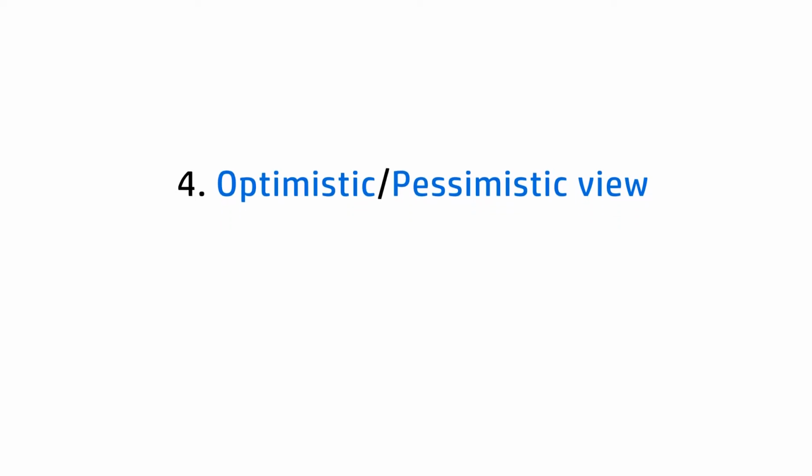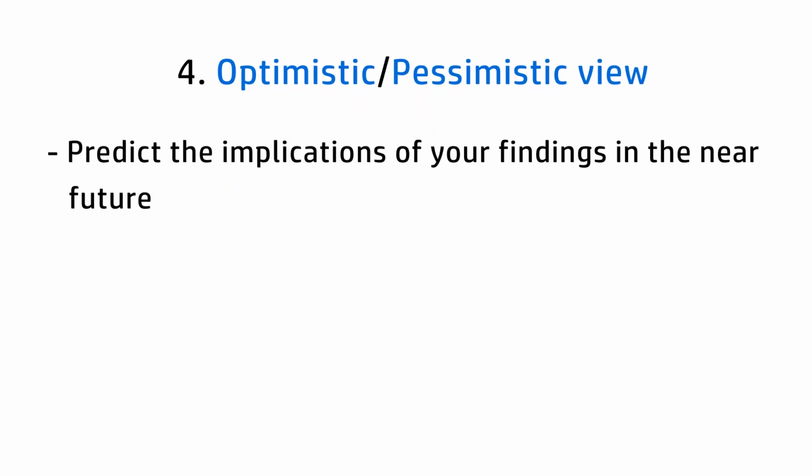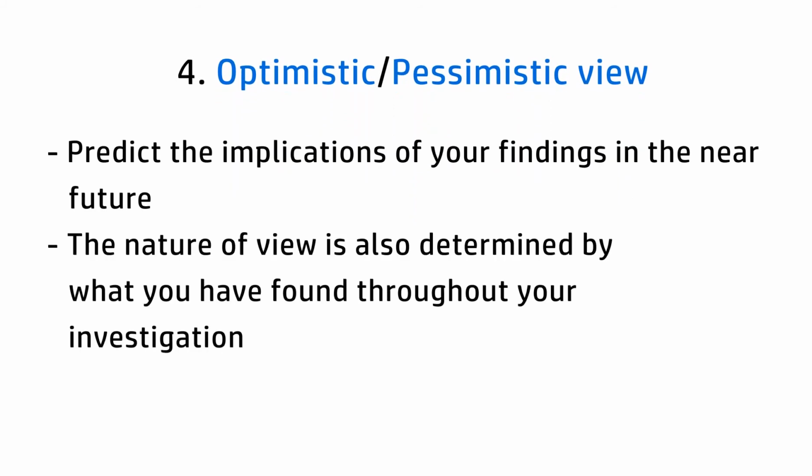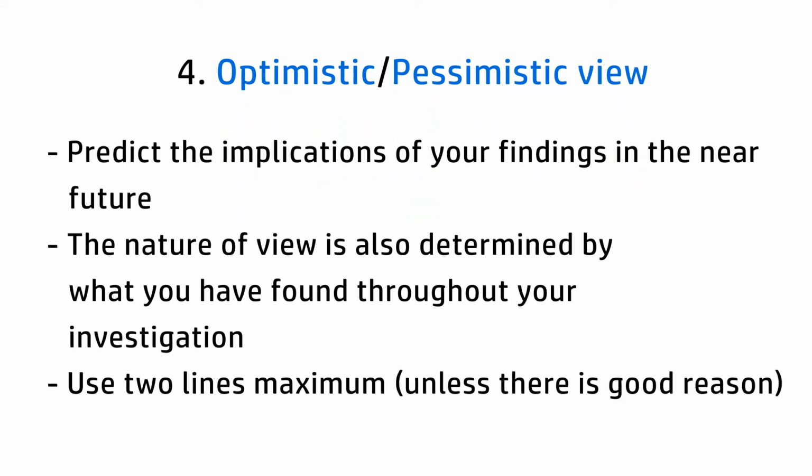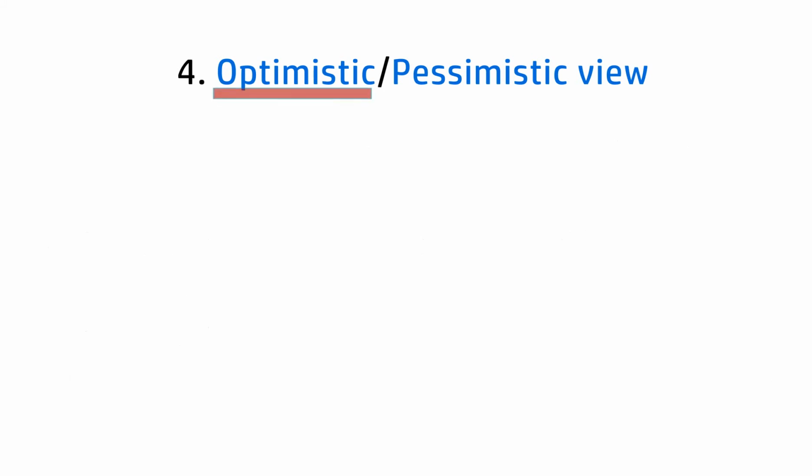4. Optimistic or pessimistic view. In these lines, you predict what the implications of your findings mean for the near future. Here you give the reader an optimistic view of the future or a pessimistic one based on what you have found throughout your investigation. You must never surpass 2 lines unless your reason is justified. For example, if you were to give an optimistic view of the example topic, it might read as follows.